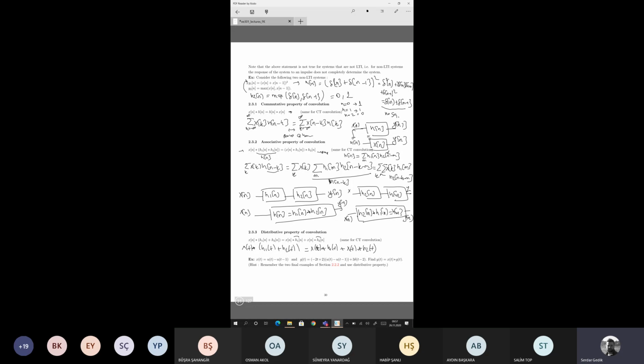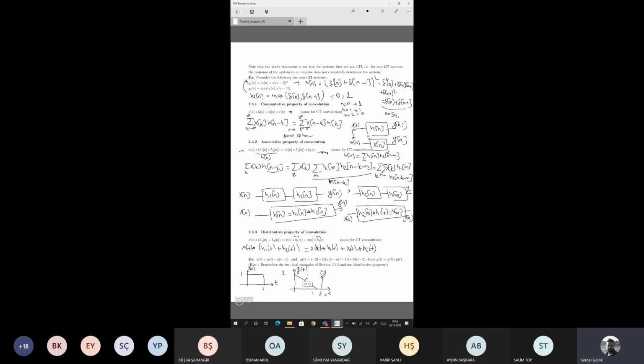We have at this point an example. We have u of t given, and we have x of t given as u of t minus u of t minus 1. Also, I have g of t given as minus 2t plus 2, u of t minus u of t minus 1, and it is this one actually.